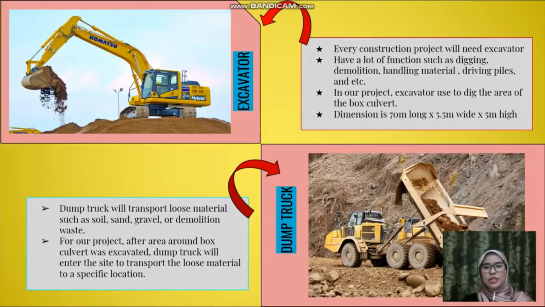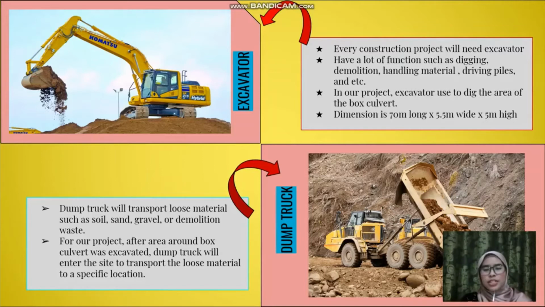An excavator needs to be used in every project. It has a lot of functions such as digging, demolishing, handling material, driving power, and so on. In our project, the excavator is used to dig the area of the box culvert. The dimension the excavator needs to dig is around 70 meters long, 5.5 meters wide, and 5 meters high. So for such a big area, it needs an excavator.